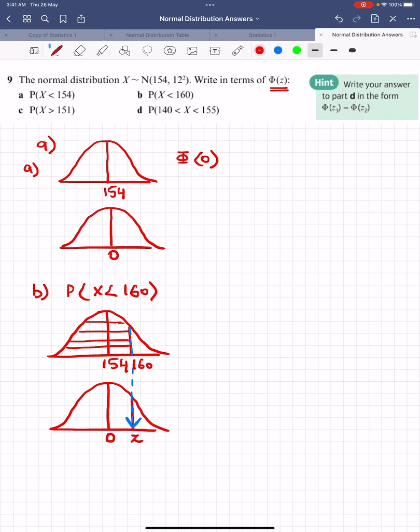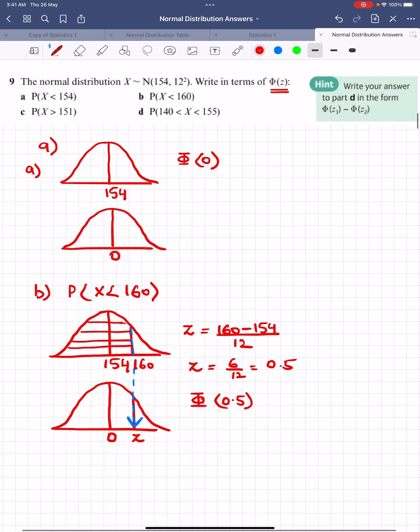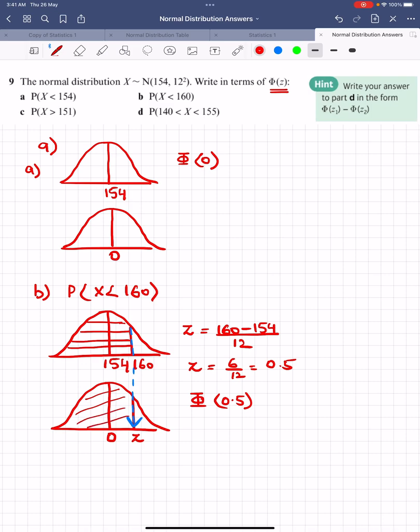So it is this value that we want to map here into the standard normal distribution curve. The formula for the z value is equal to the observed value minus the mean divided by the standard deviation. Therefore, the z value will be equal to 160 minus 154, which is 6, divided by 12, which is 0.5. So we need to find the probability that z is 0.5. So it will give us the probability of 0.5 as this answer.